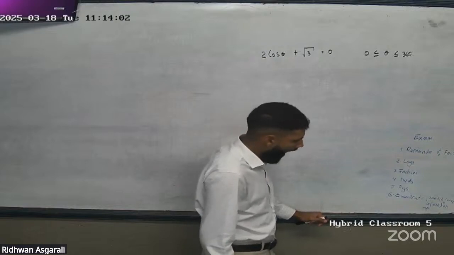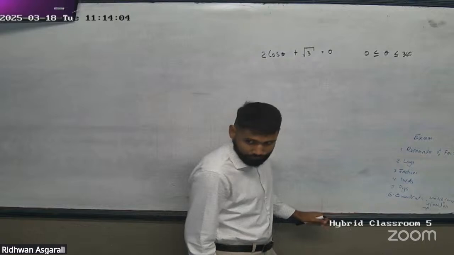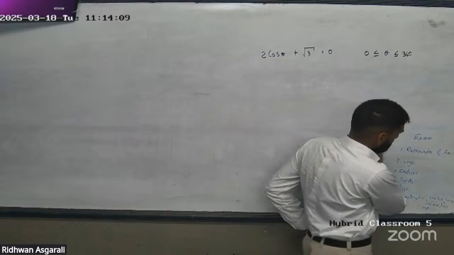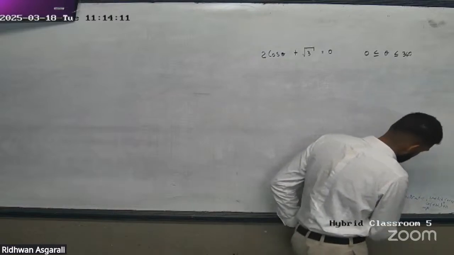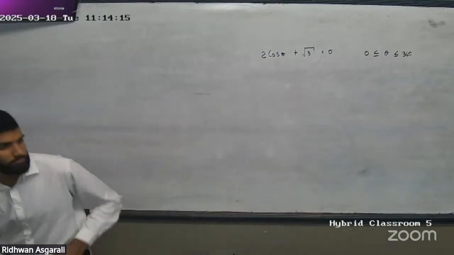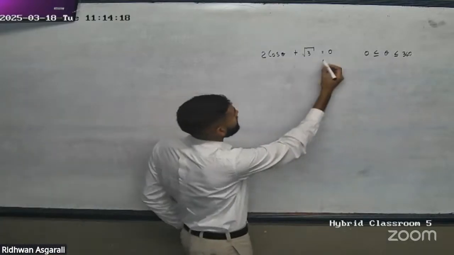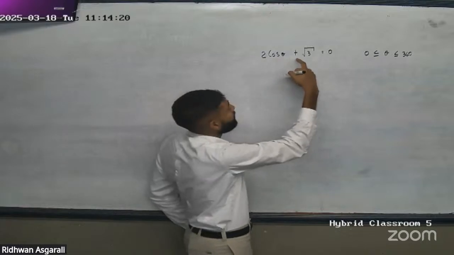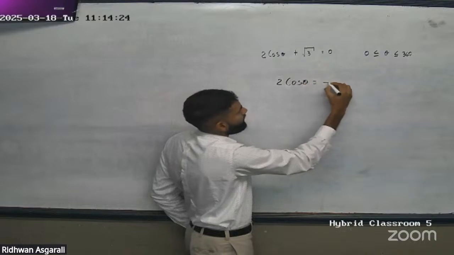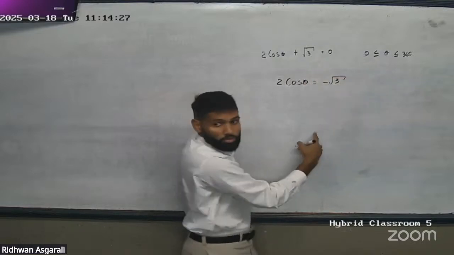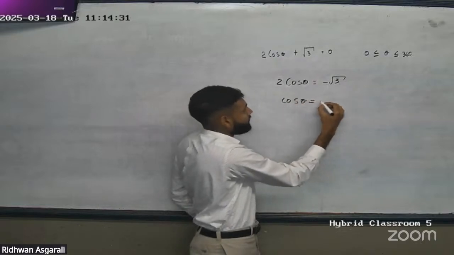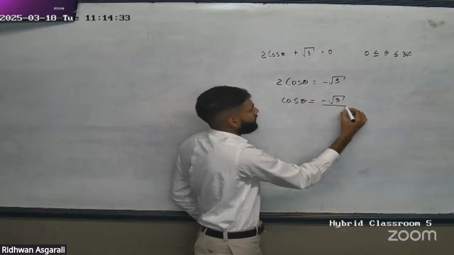What's at the bottom? Alpha beta. Right, the first thing we're doing is moving across the square root, so we get 2 cos theta equals negative square root 3. Then we get rid of the 2, so we get cos theta equals negative square root 3 over 2.